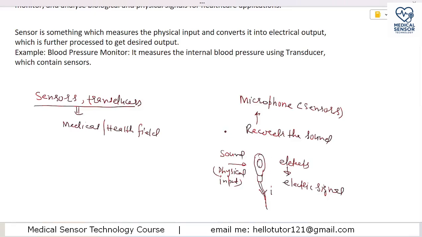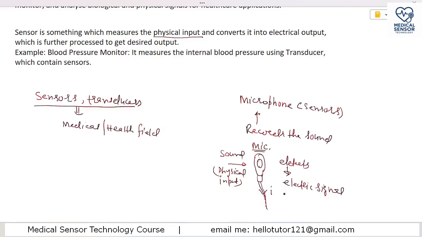Similarly, these sensors measure physical input. Just like sound is measured by the microphone and converted into electric output, which is further processed.